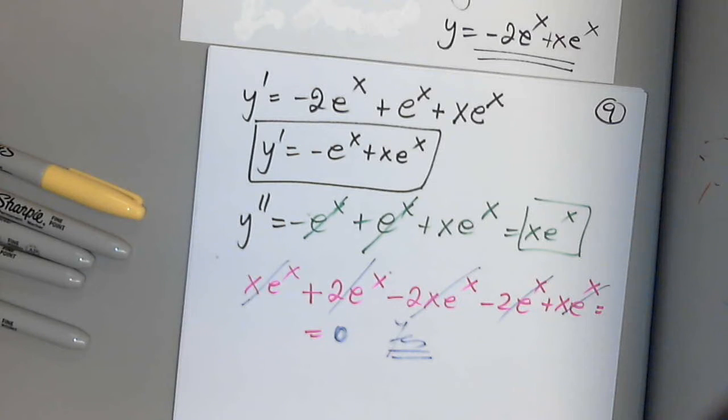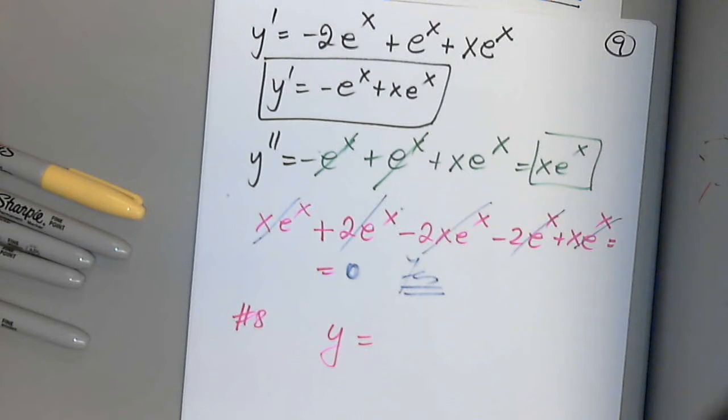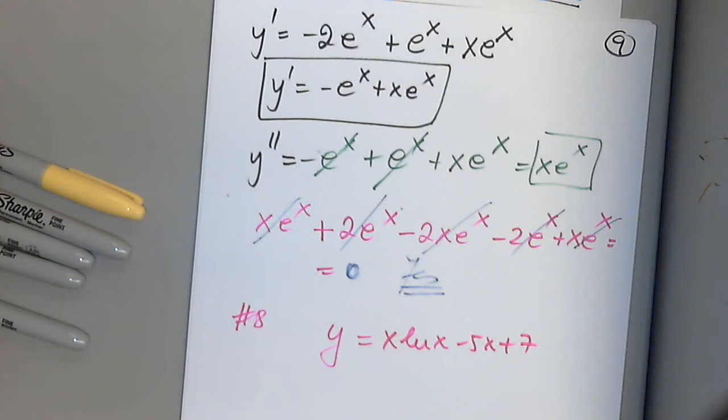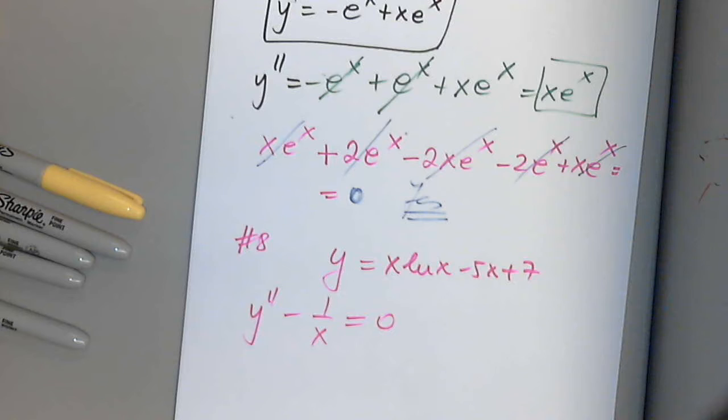Show that in number 8, we have y equals x natural log x minus 5x plus 7, if I'm not copying from something else. And we have y double prime minus 1 over x equals 0. So they are giving us y, they're giving us a differential equation, and they're telling us, show that this is a solution.